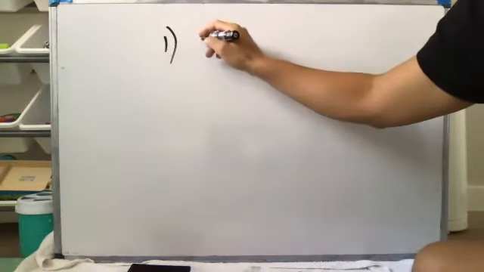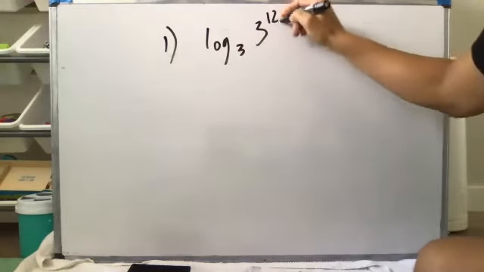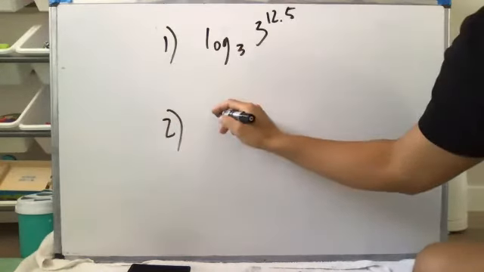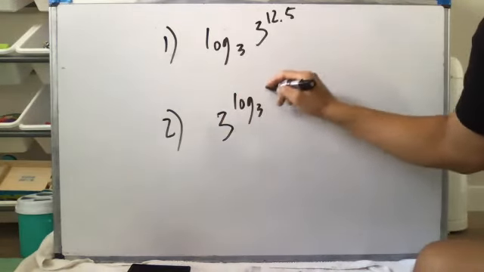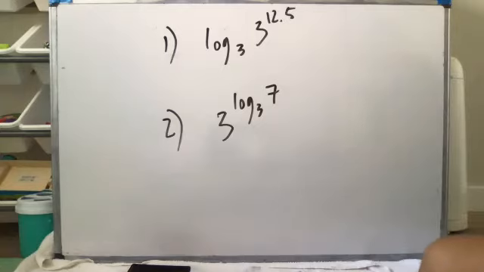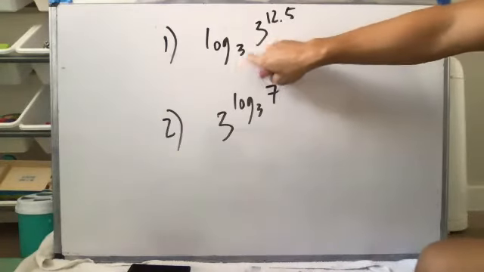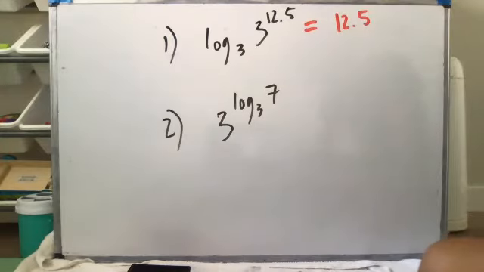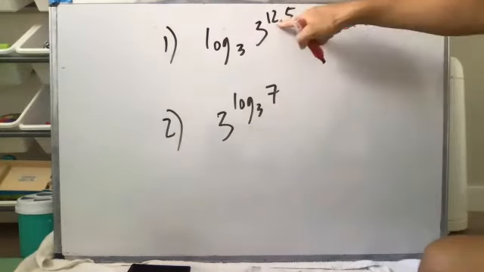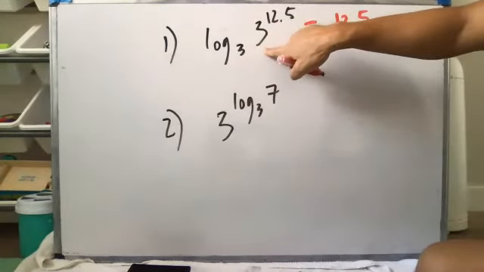Number 1 is to simplify log base 3 of 3 to the 12.5. And then number 2 is simplify 3 to the log base 3 of 7. Okay, super simple. Same base, same base. That means these guys undo each other and you just get 12.5. In general, whatever this number is, it's just going to pop out here. The log base 3 undoes the exponent with a 3 as a base.